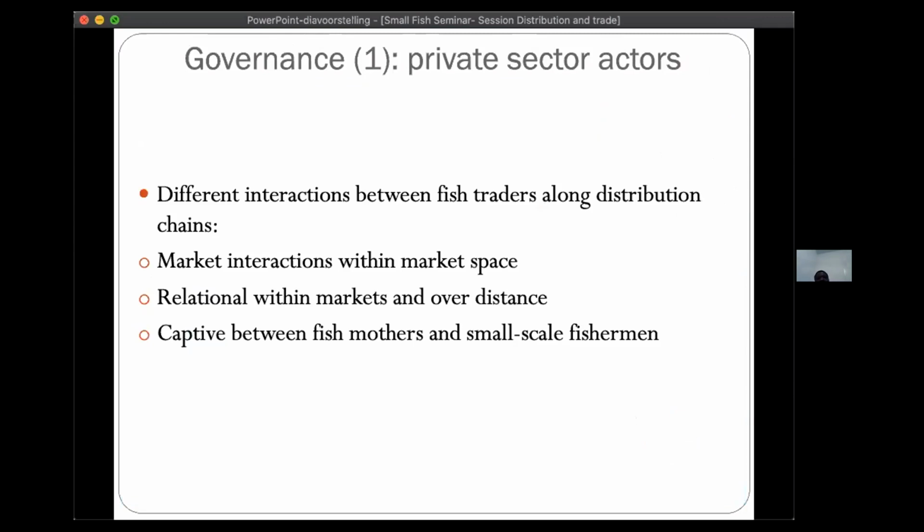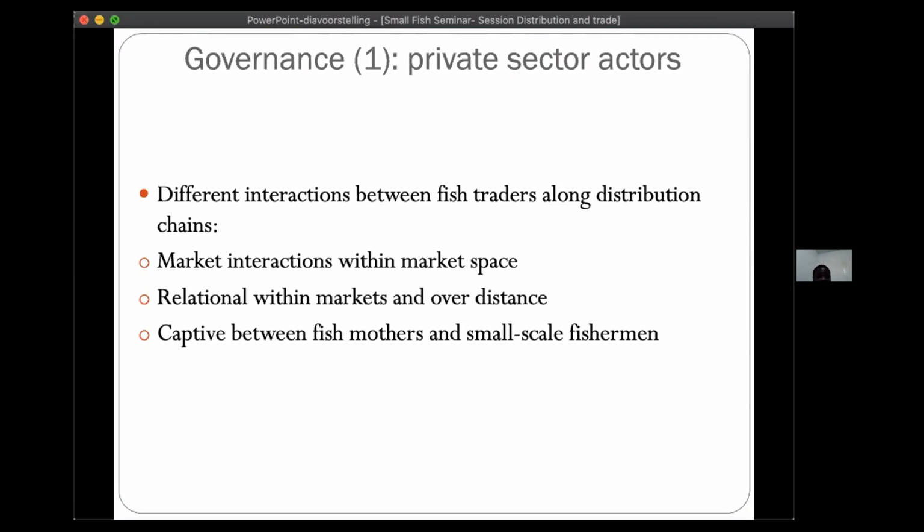So to some governance interactions that are identified in the chain: we have market interactions, which take place within the market space. In these interactions, traders sell their fish to whomever is available and ready to buy. These relationships are very loose, and so customers can just switch to the next available buyer if the conditions of the transaction are not favorable.